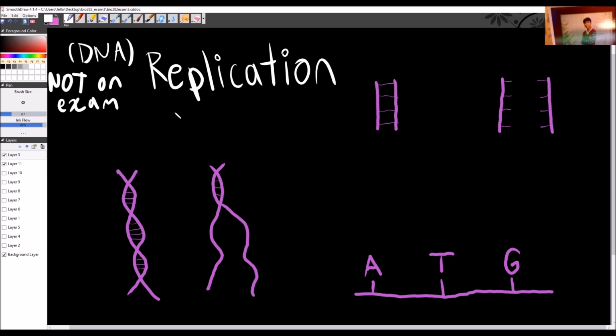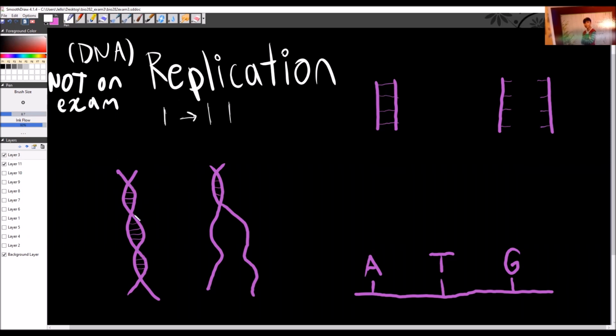So DNA replication, in the process of replicating our genome, we go from one copy of our genome to two copies, and they should be identical to each other. So let's say that this is a portion of DNA.